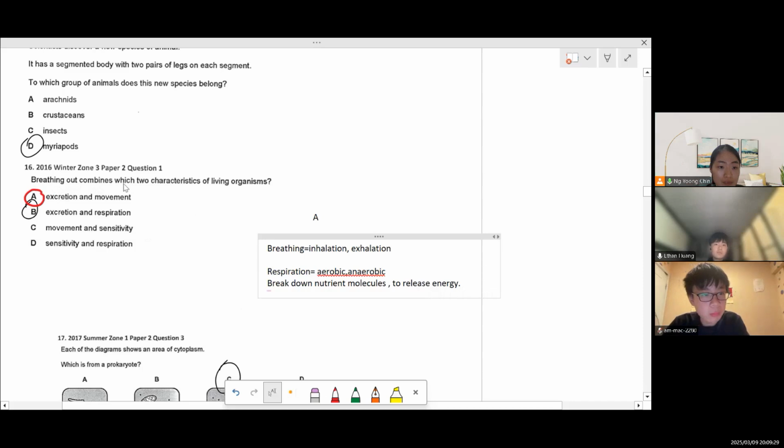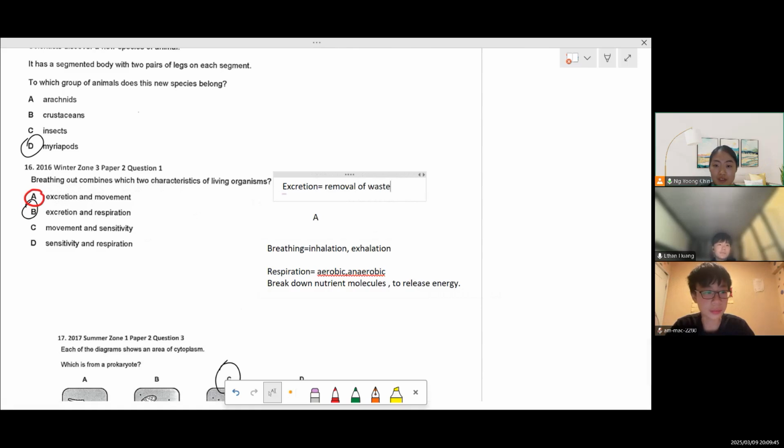So yeah, breathing out combines which two characteristics of the living organism? So it includes the excretion. Yes. What is meant by excretion? Excretion means removal of waste product.